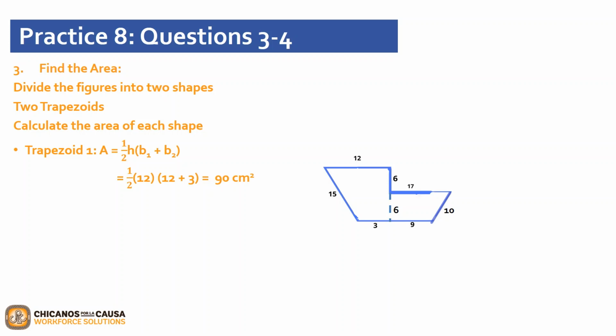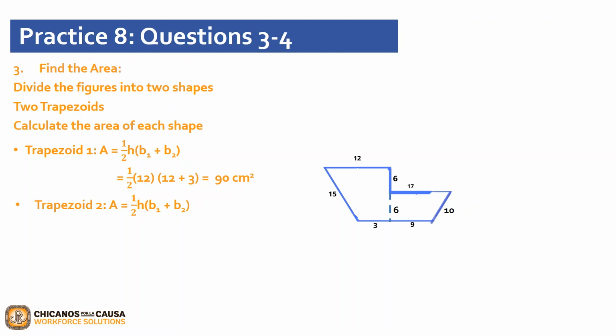So the area equals 1/2 times its height. The height for the first trapezoid is 12. As you can see, when we broke it up, the middle is 6 and 6. We have two separate 6s, but when we combine them, that is 12. So that is the total height of the first trapezoid. Then we're going to multiply it by base 1, which is 12, added to base 2, which is 3. When we calculate that formula, we have 90 squared centimeters.